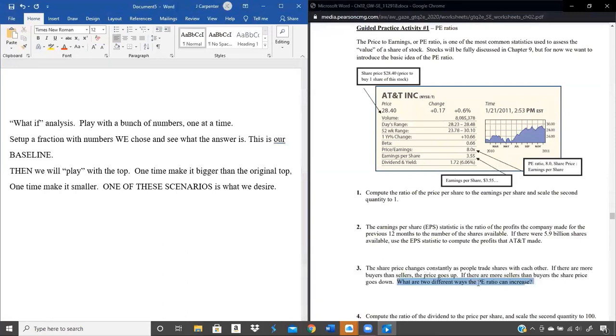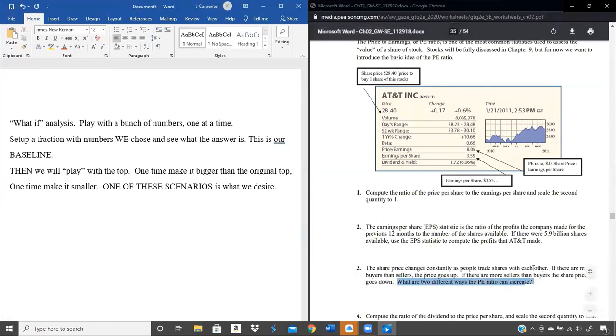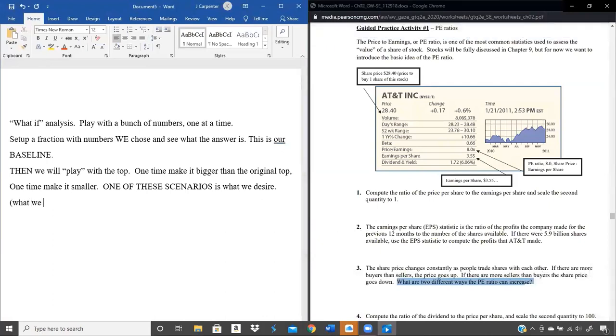What do we desire? We desire the PE ratio to increase. So let's ignore the whole idea of PE ratio. Let's just say we want the ratio to increase. We want the answer to go up.